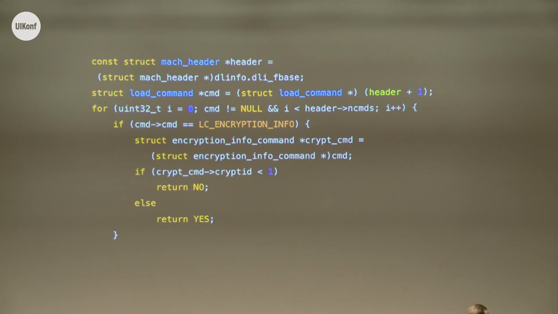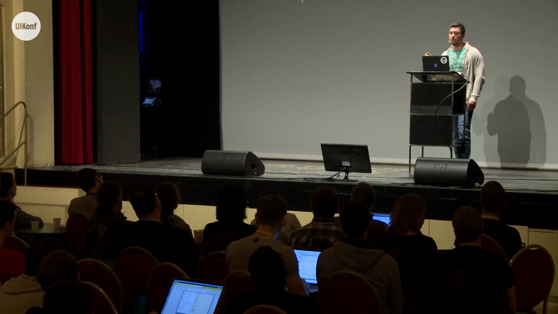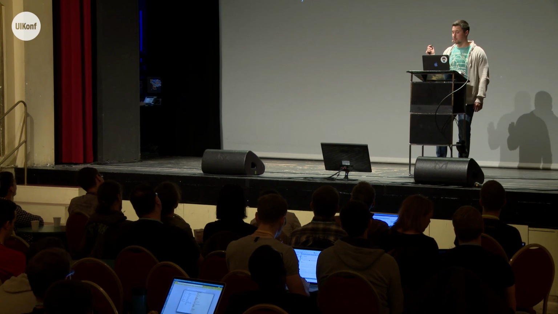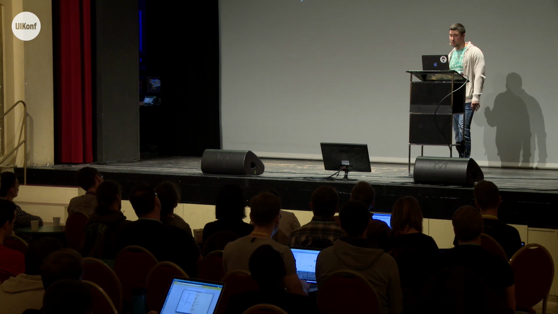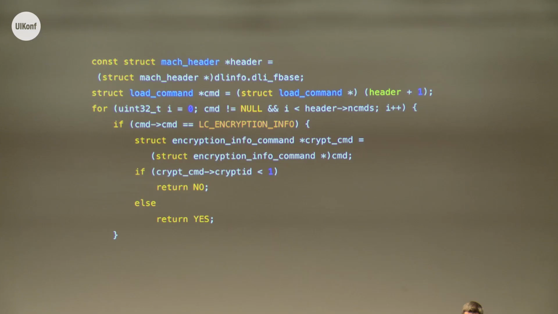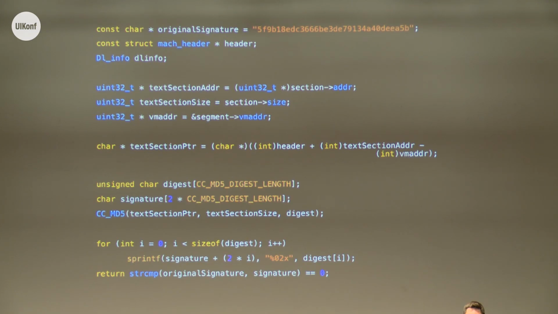So that will be a lot of code. Please, attention. This code is checking the LC_ENCRYPTION_INFO section, checking the cryptid flag. If it's 0, we are being cracked and the binary is decrypted. This code is calculating the checksum of the code section and comparing it with the checksum that we stored inside our binary. If it's not equal, we are being patched.